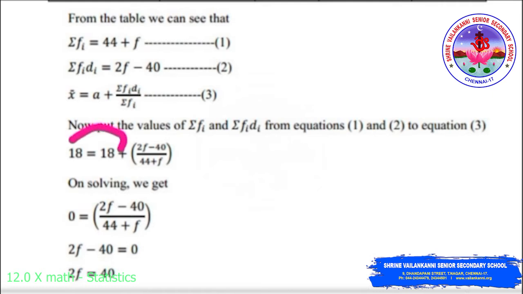So 18 minus 18 gets 0. So you will be having 0 is equal to 2f minus 40 by 44 plus f. And bring this 44 plus f to the left side. I will be getting the equation 2f minus 40 is equal to 0. 2f is equal to 40, where f is equal to 40 divided by 2, which is equal to 20. So I got f, that is the missing frequency, as 20.